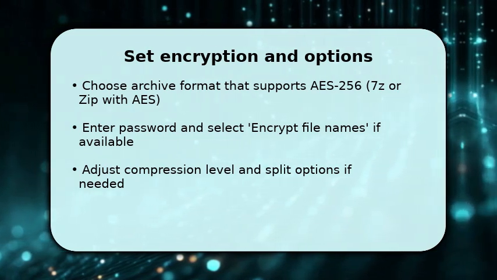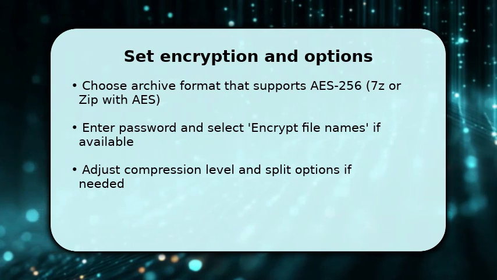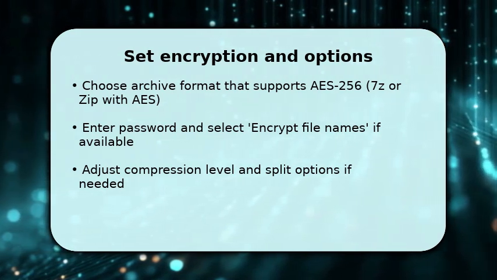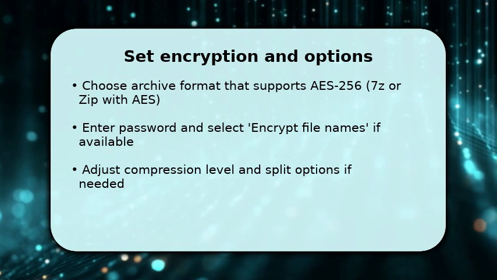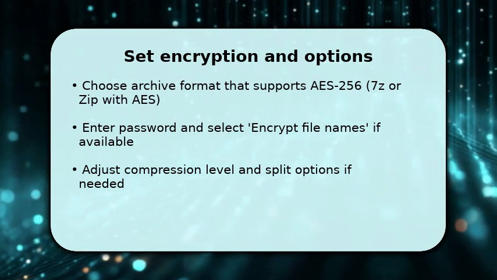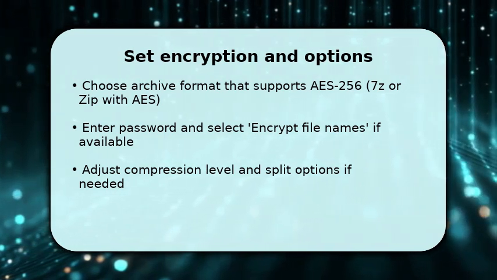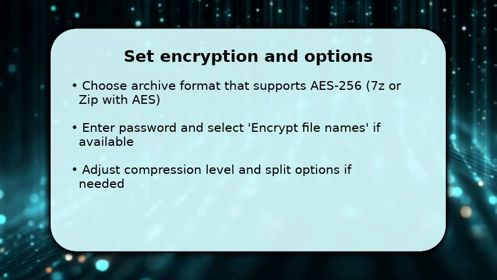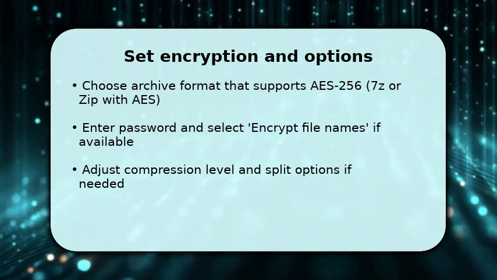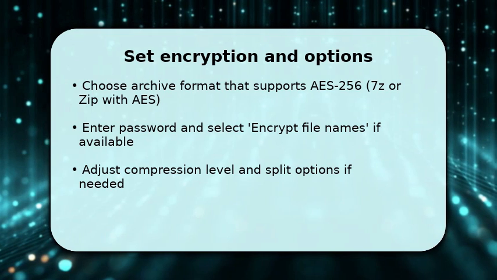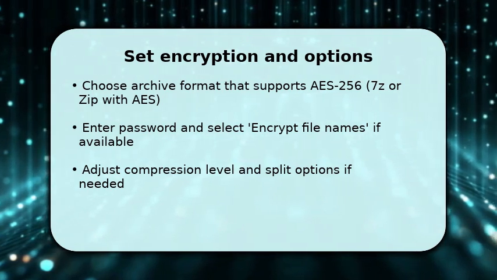Then type the password twice to confirm accuracy, and if the tool has an encrypt file names checkbox, enable it so metadata is protected. Once chosen, set compression level to balance size versus speed, and pick split volumes only if you need multiple files. Make sure to double-check the password field before you create the archive.